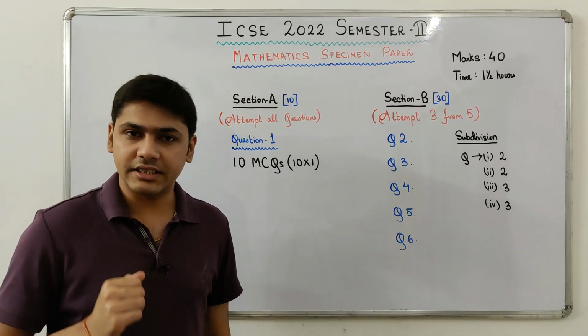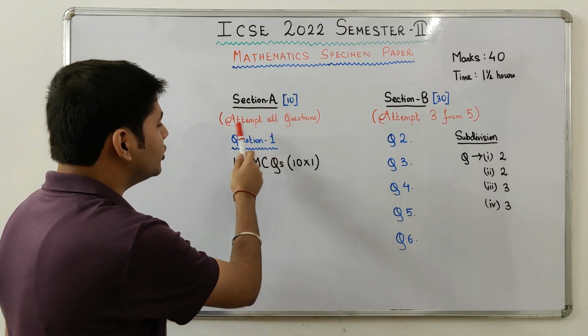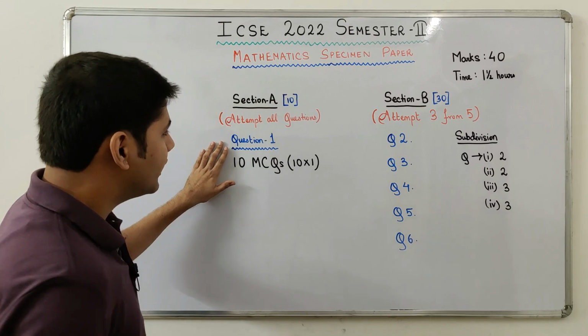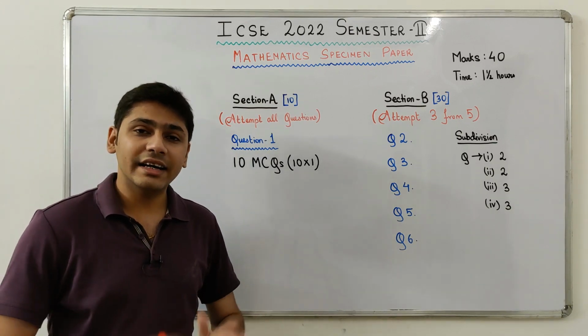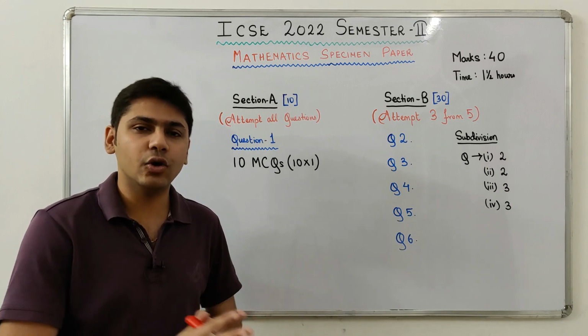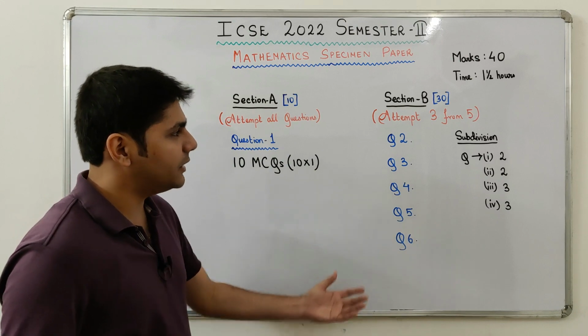Let's begin with Section A. Section A 10 marks. In this section you will have to attempt all the questions and you will get question 1. Guys, question 1 will have 10 MCQs of 1 mark each to give you 10 into 1, 10 marks. Simple. Moving on to Section B.